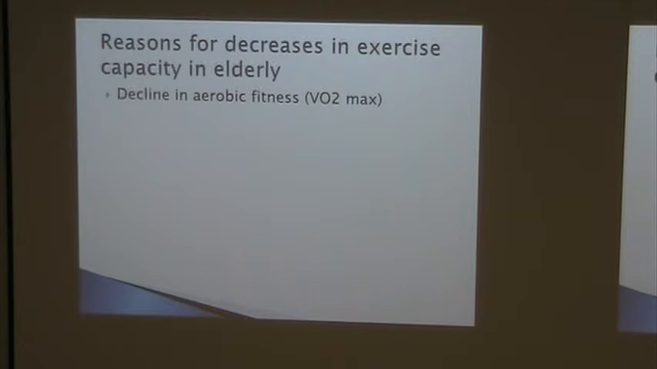Also, your skeletal muscles lose some of the ability to extract oxygen. When the blood gets down to the skeletal muscles, they can't take oxygen from the blood that gets there as well as you get older as they could when you were younger. So that's another reason for the decrease in VO2 max.